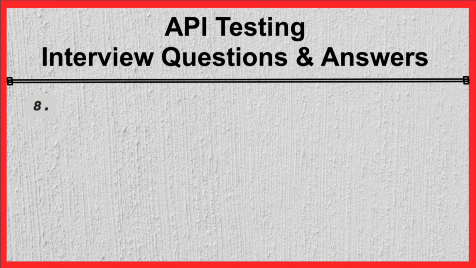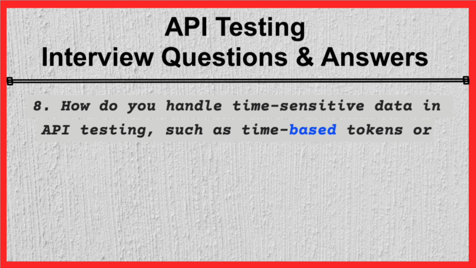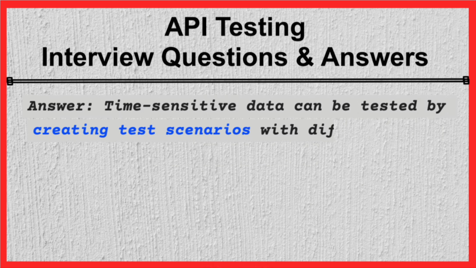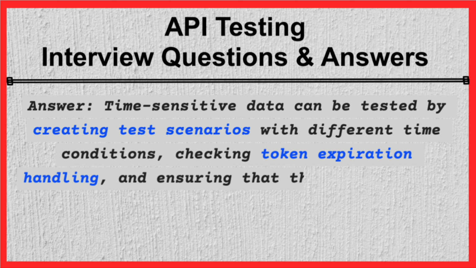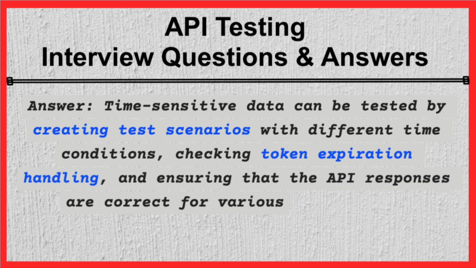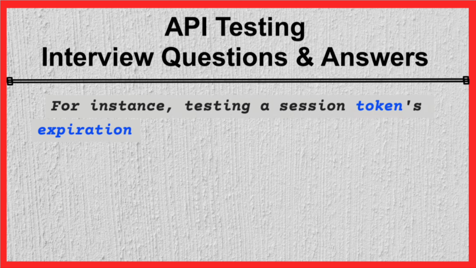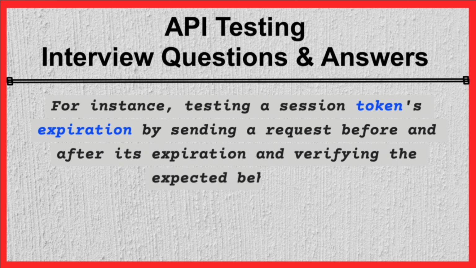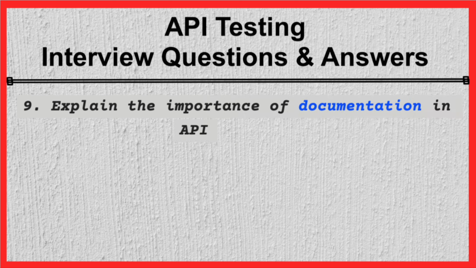size limit. 8. How do you handle time-sensitive data in API testing, such as time-based tokens or expiration dates? Answer. Time-sensitive data can be tested by creating test scenarios with different time conditions, checking token expiration handling, and ensuring that the API responses are correct for various time-related scenarios. For instance, testing a session token's expiration by sending a request before and after its expiration and verifying the expected behavior.